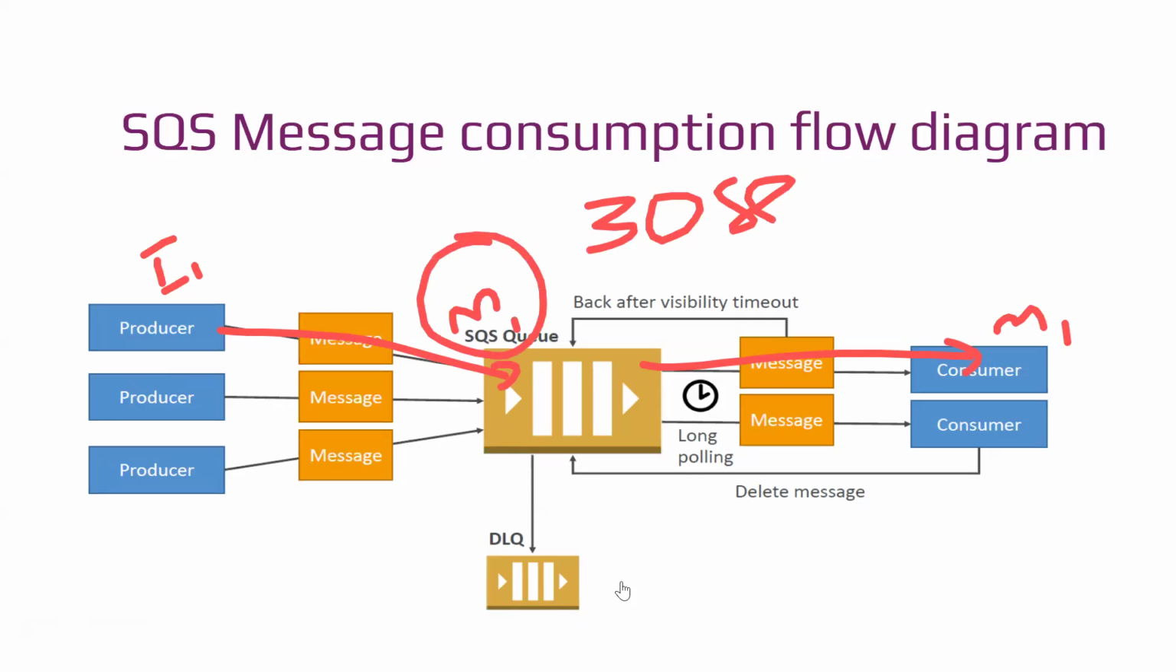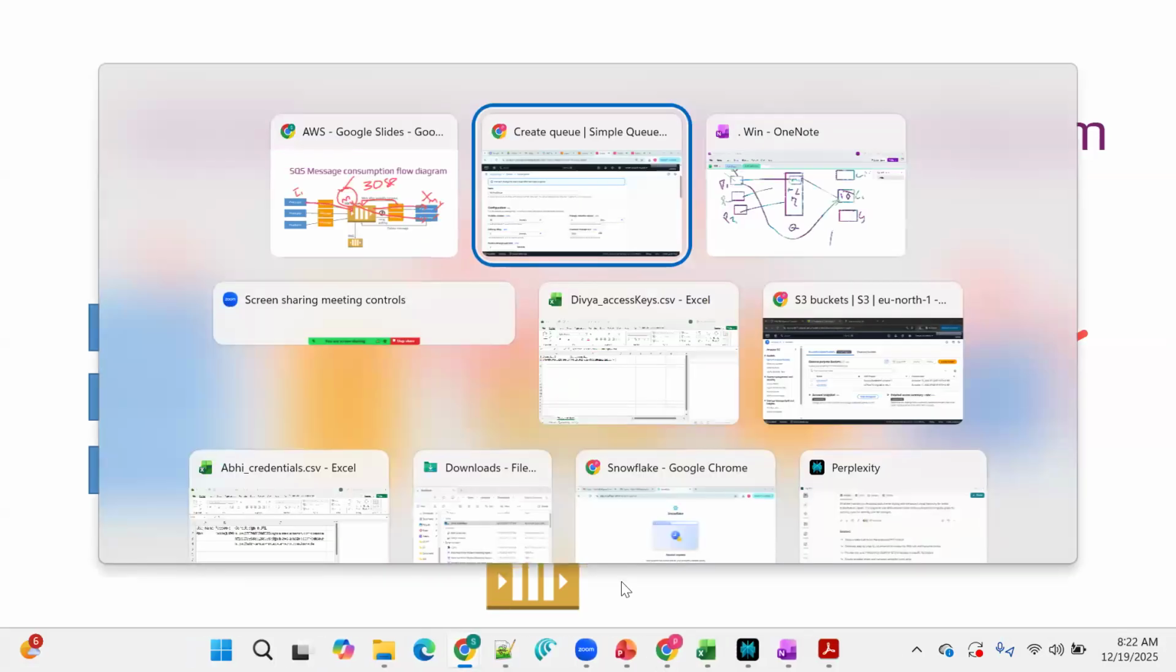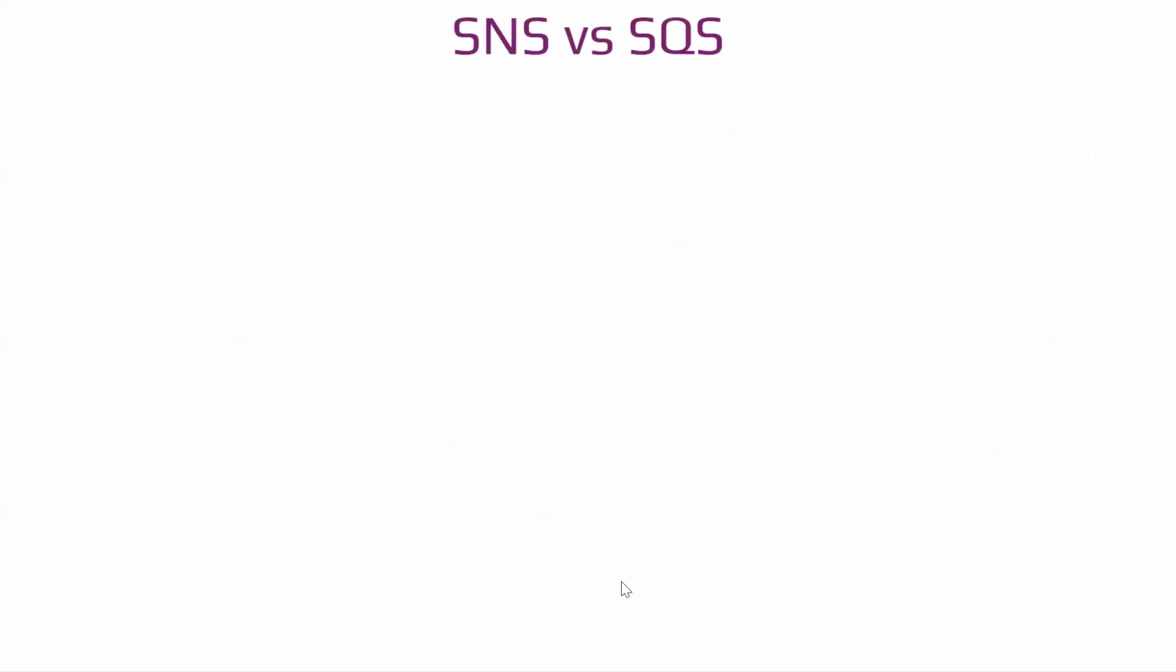M1 is not visible, so the second consumer cannot use the same message, so it cannot process the same message. For example, if it fails to process, then it will come back after the visibility timeout. After the visibility timeout, M1 will be visible again. Now maybe this consumer or this one can pull that message again and start processing, right? That is the visibility timeout.